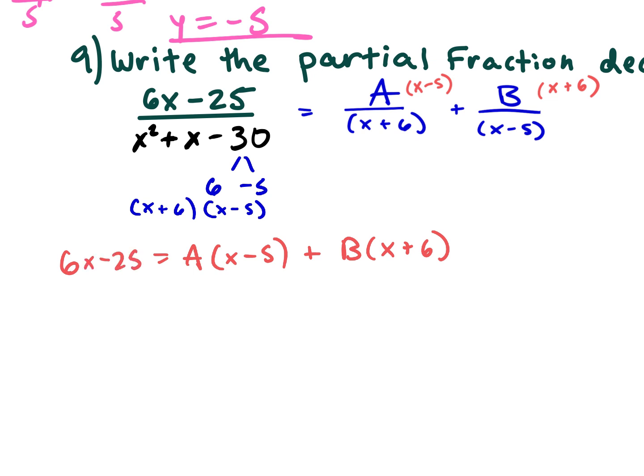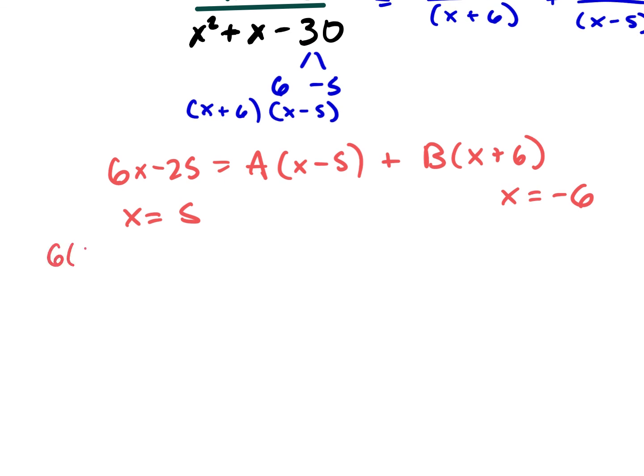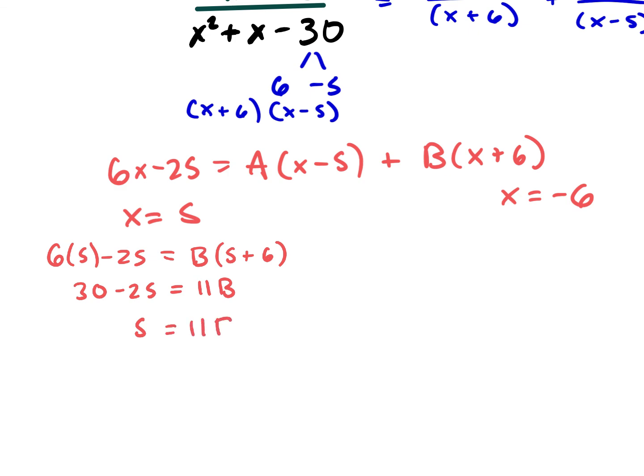Now what am I going to plug in for x? 5 and negative 6. Awesome. So 6 times 5 minus 25 is equal to, what happens to the A? It becomes 0, so I'm not even going to write it. So then I have B times 11, 5 plus 6. So 30 minus 25 is equal to 11B. 30 minus 25 is 5. Divide by 11. So B is equal to 5 over 11.